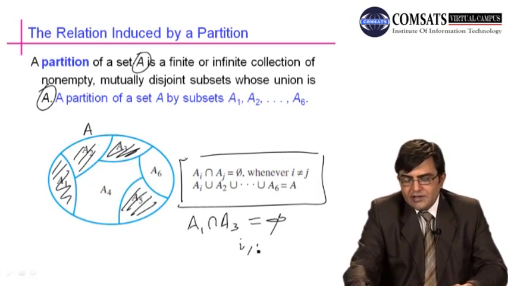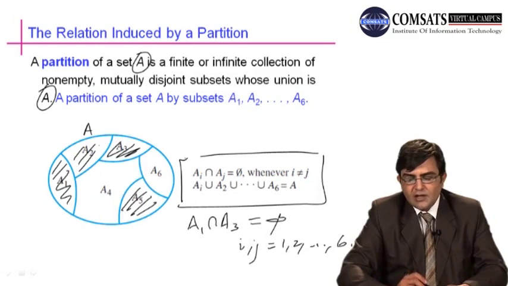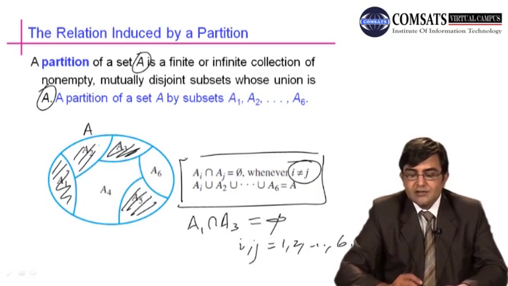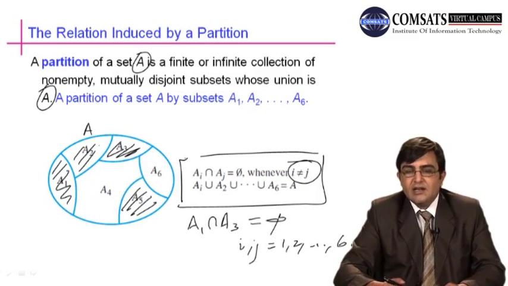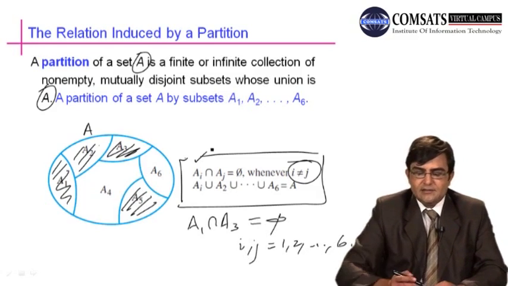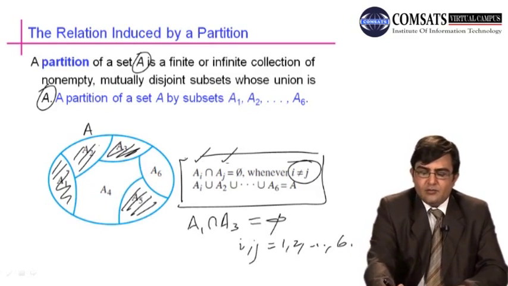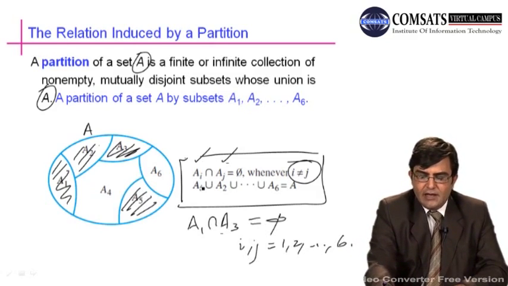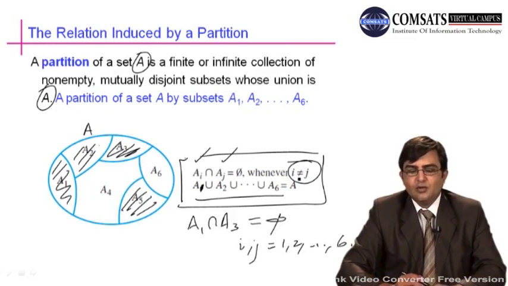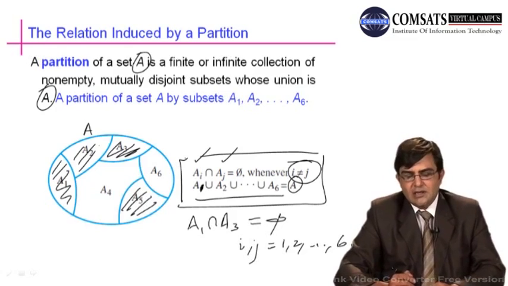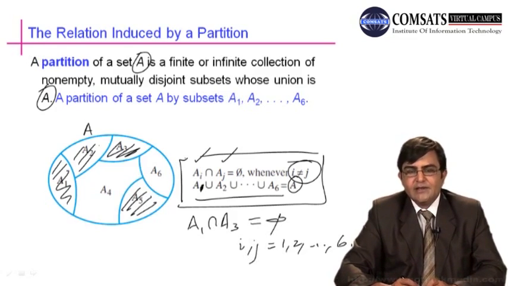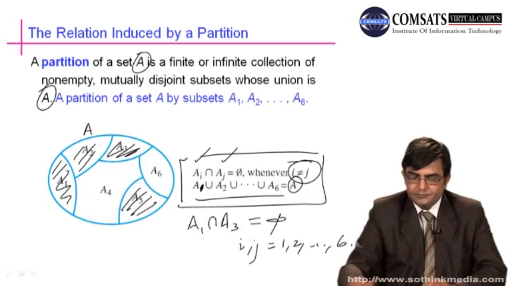Here i or j means 1, 2 up to 6. So i must not be equal to j, means we must not take the intersection of the same set, A1 with A1. This is again A1, this is not phi. So we must take the intersection of two different sets, not the same sets. And if we take the union of A1, 2, 3 and so on up to A6, this must give us the whole set A. So this is the partition of a given set A.